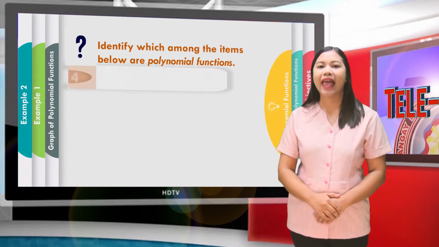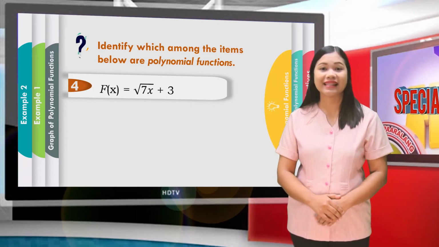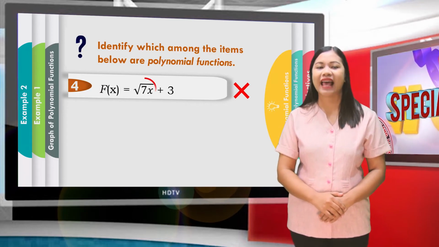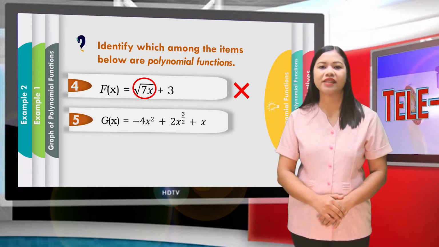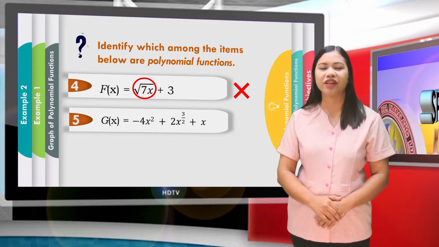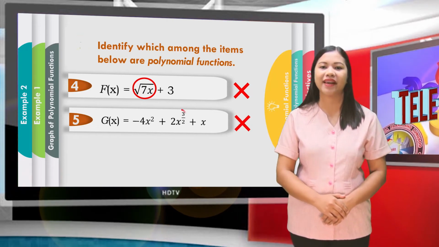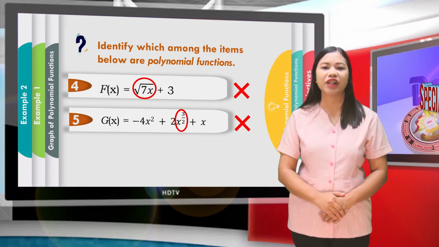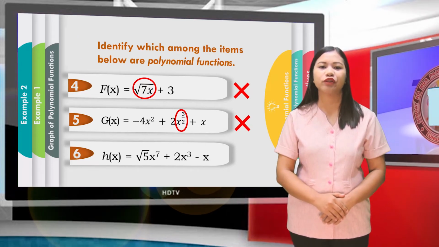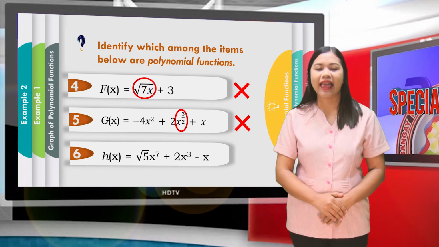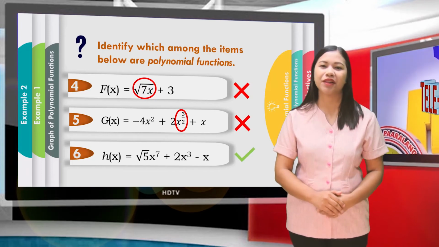Number 4, f of x equals the square root of 7x plus 3. It is not a polynomial function because it has a variable under a radical sign. Number 5, g of x equals negative 4x squared plus 2x raised to 3 over 2 plus x. It is not a polynomial function because it has a variable with fractional exponent. Number 6, h of x equals the square root of 5 multiplied by x raised to 7 plus 2x cubed minus x. Yes, it is a polynomial function.